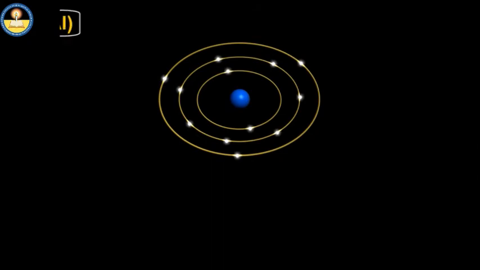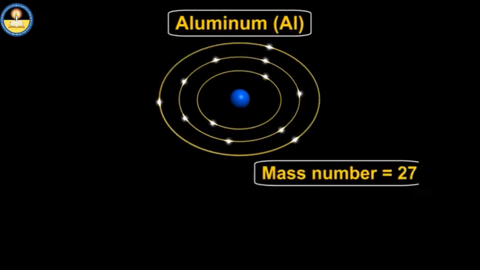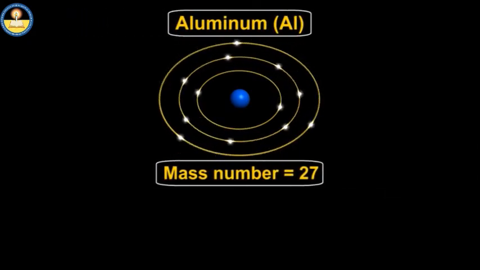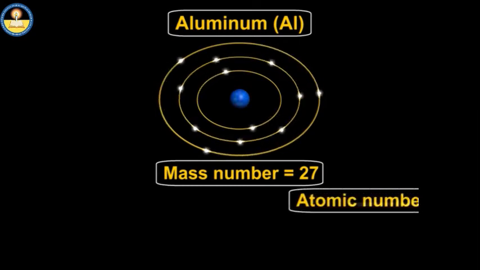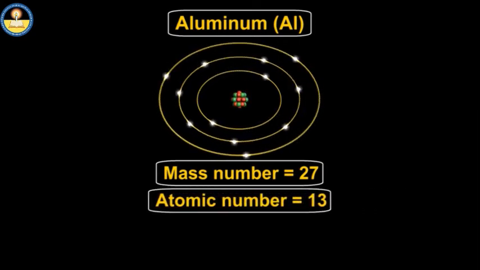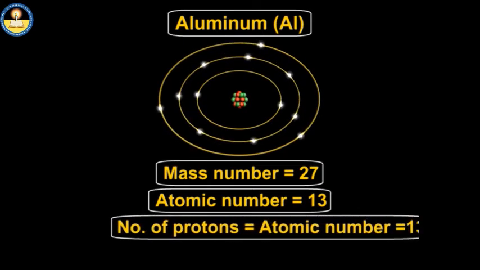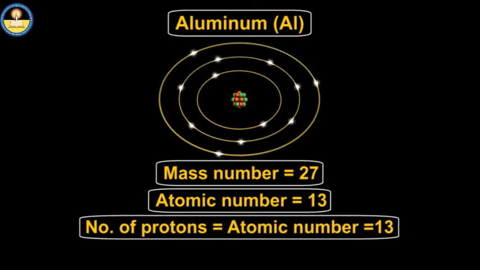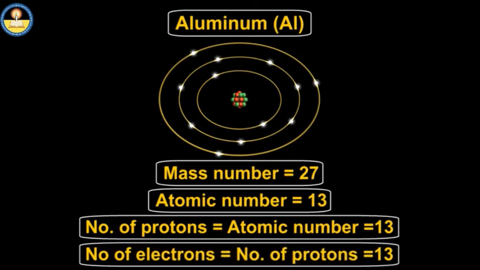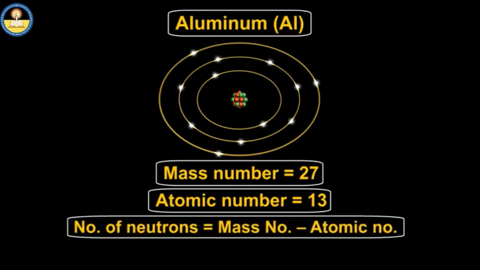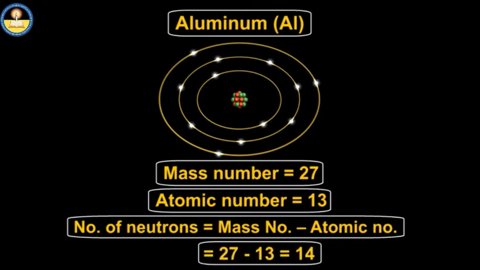That is, atomic number plus number of neutrons. For example, the mass number of the element aluminium is 27 and its atomic number is 13. Therefore, the number of protons is equal to the atomic number, which is equal to 13. Number of electrons is equal to the number of protons, which is equal to 13. Number of neutrons is equal to mass number minus atomic number. That is, 27 minus 13, which is equal to 14.